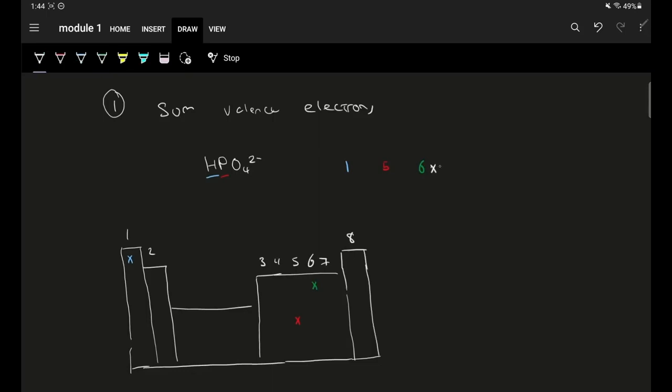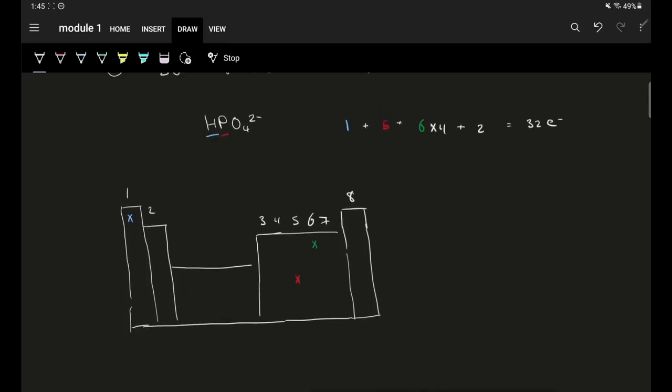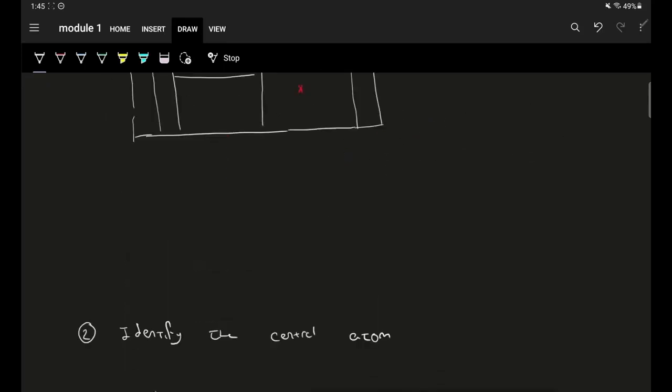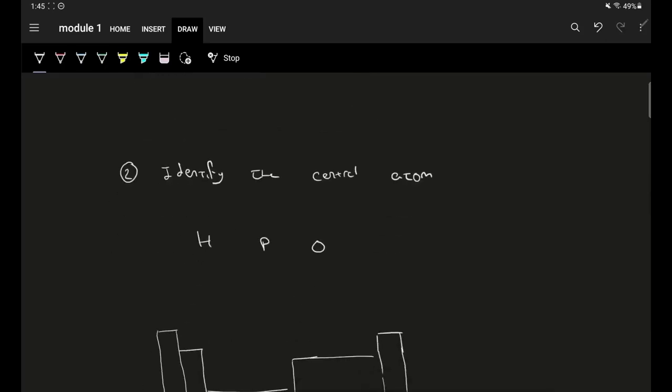Note that we have 4 oxygen atoms and we have an additional 2 electrons because the overall charge of this molecule is -2. If I were to sum all of these, I get a total of 32 valence electrons. Excellent job, y'all. Our next step is to identify the central atom.